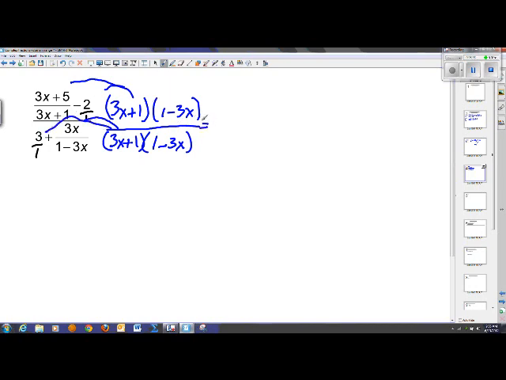This is going to get a little bit ugly if you watch. The 3x plus 1 will reduce, leaving me with 3x plus 5 in the first term, and this new multiple of 1 minus 3x. Now you'll notice in the second term, nothing reduces. So I have 2 times the multiplication of the common denominator, 3x plus 1, and 1 minus 3x.